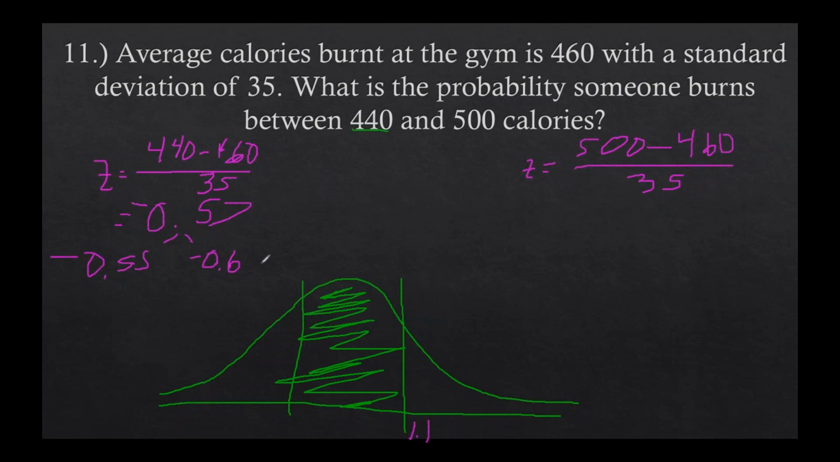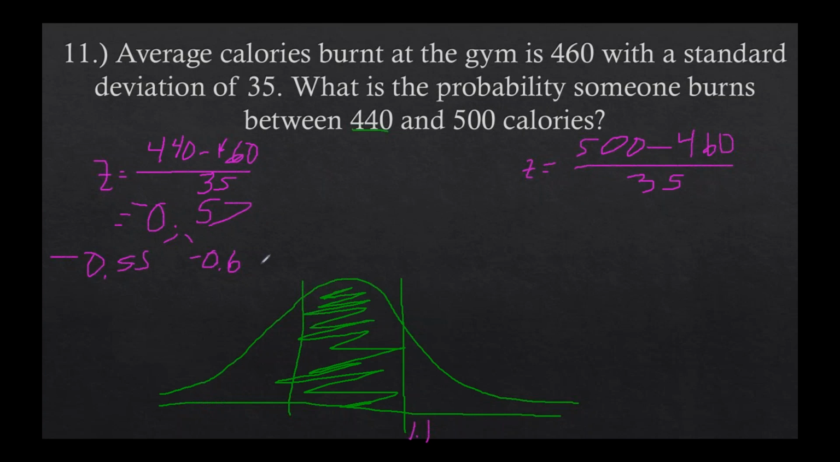And so, Tricia, this kind of answers your question. In this particular case, you should pick the one that's closest. So 0.57 is closest to which one? 0.55 or 0.6? It's closest to 0.55.